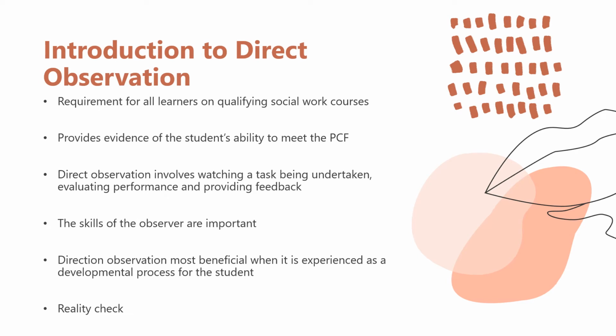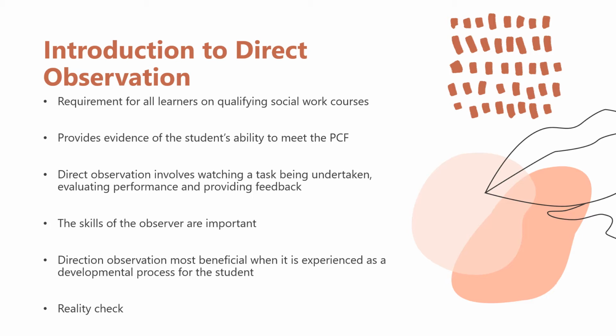Direct observation of practice is a requirement for learners on the qualifying social work courses, whether that be BA or MA. Observations of practice provide rich opportunities for learning. So in terms of the student placement, the objective of a direct observation is to provide evidence of the student's ability to meet some elements of the PCF. It's noted that discussing the direct observation in supervision beforehand supports the student's learning and also highlights to the student future learning needs in terms of their practice.